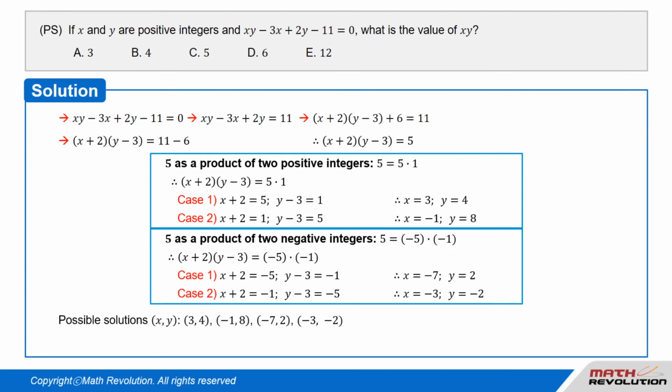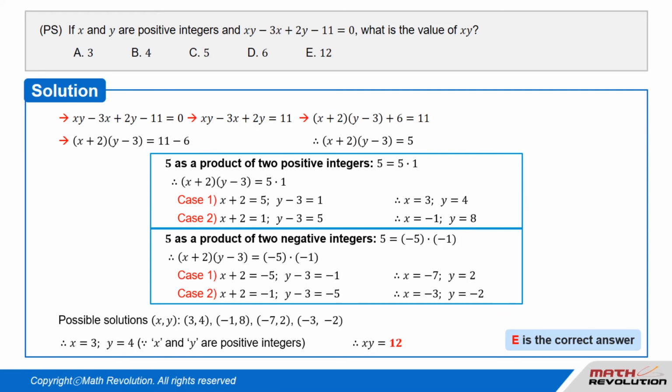Therefore, the different possible solutions for (x, y) are (3, 4), (-1, 8), (-7, 2), and (-3, -2). Since x and y are positive integers, the only possibility is x = 3 and y = 4. That means that we get xy = 3 times 4 = 12, and E is the correct answer.